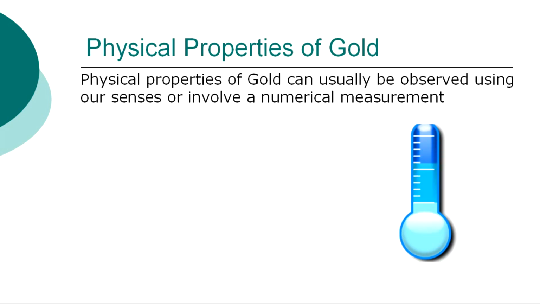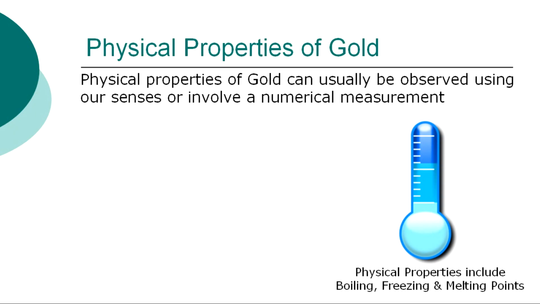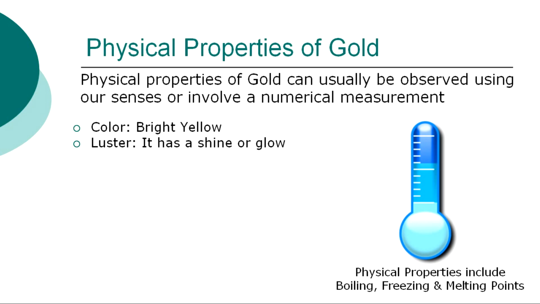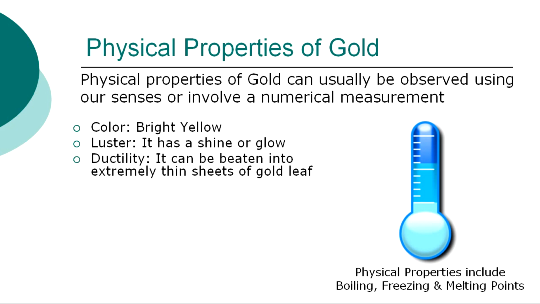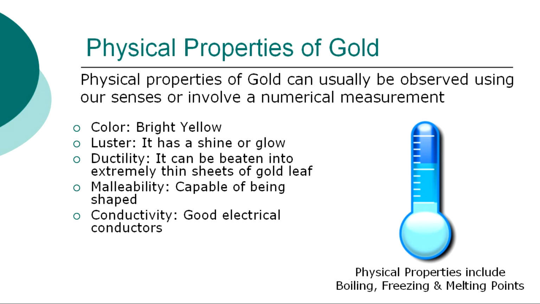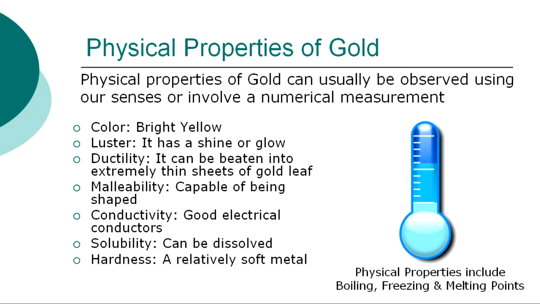The more specific physical properties of gold can usually be observed using our senses or involve a numerical measurement, such as determining its boiling, freezing, and melting points. The physical properties of gold are color, bright yellow; luster, it has a shine or glow; ductility, it can be beaten into extremely thin sheets of gold leaf; malleability, capable of being shaped; conductivity, good electrical conductor; solubility, it can be dissolved; hardness, a relatively soft metal, gold is usually hardened by alloying with copper, silver, or other metals; density, it is a dense metal.